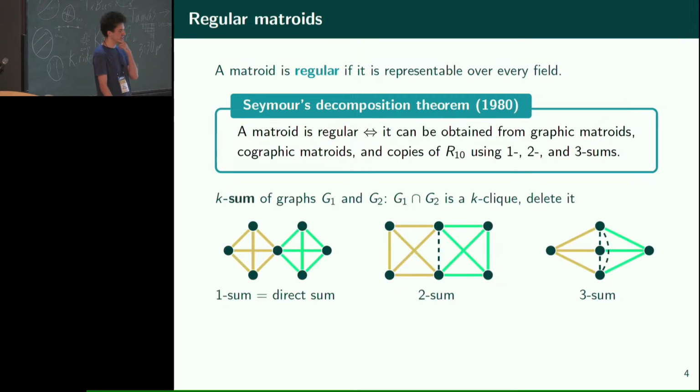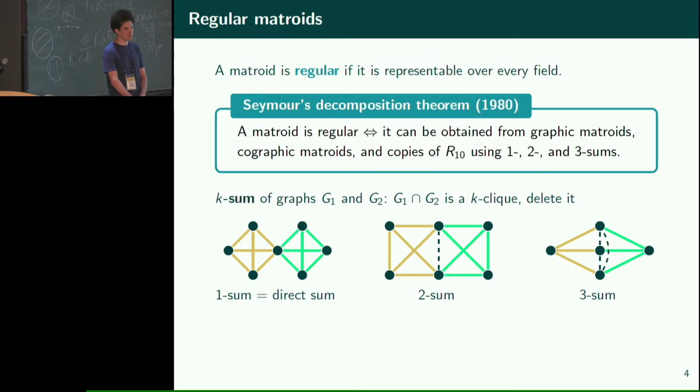So what are these? For graphs, you can define them using cliques. So you have two graphs such that they intersect on a common clique on k vertices. And then you delete this clique.